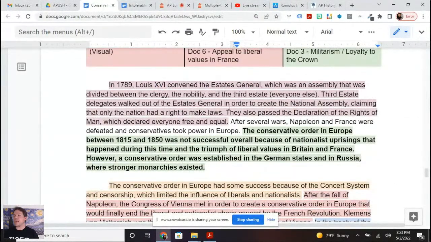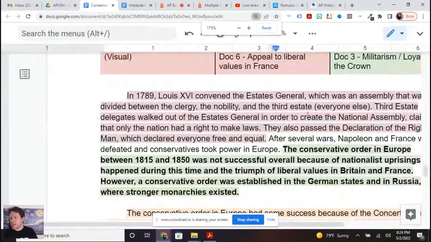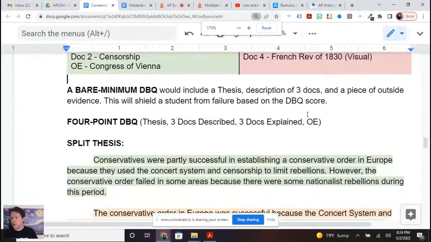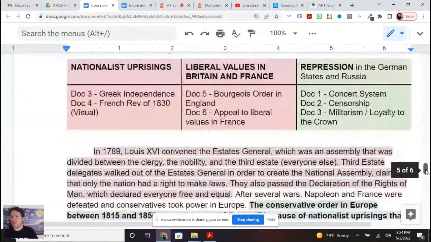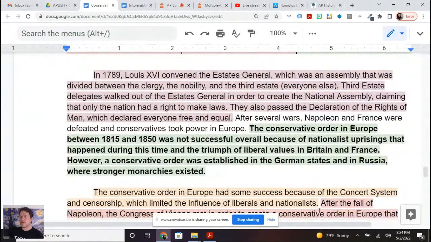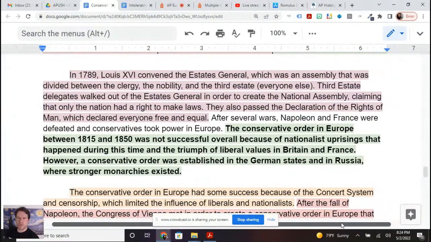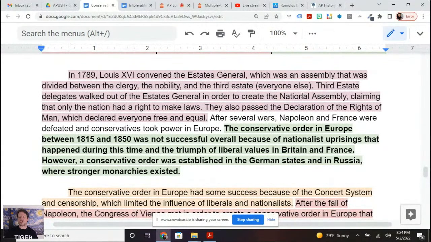So what we see here is if the DBQ is on the conservative order, then the proximity relevance axis would suggest that I would go to the French Revolution, because the French Revolution is close to that period, very close. And the French Revolution and Napoleon, that is the whole reason the conservative order is established in the first place. So the French Revolution gives us high proximity and high relevance.